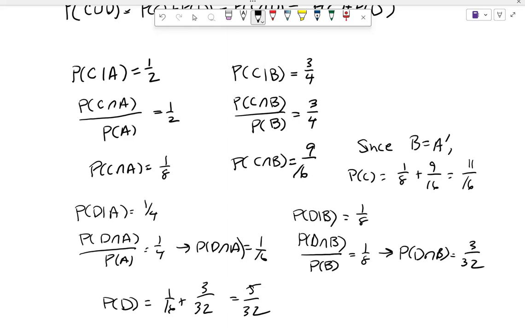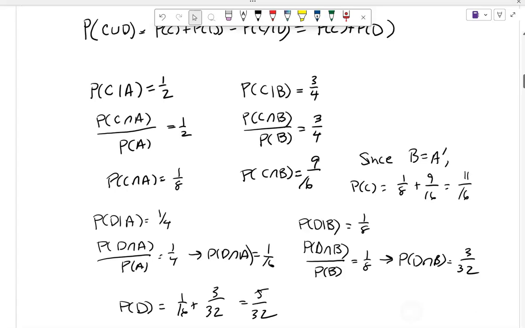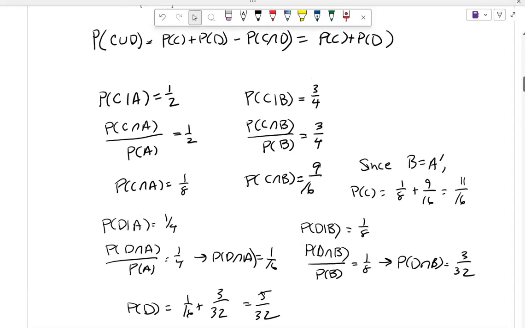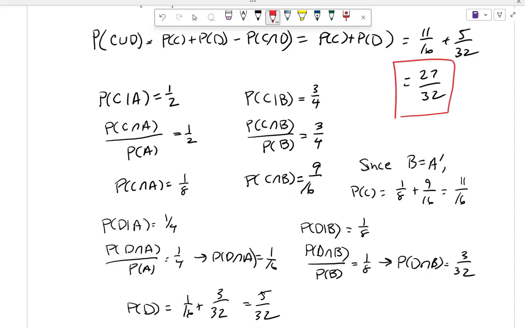Finally, what do I want to do now? Add probability of C, probability of D. Good. Remember, up here, we were trying to compute this number up here, right? So we'll have 11/16 plus 5/32. What is that, 27/32? Yeah.